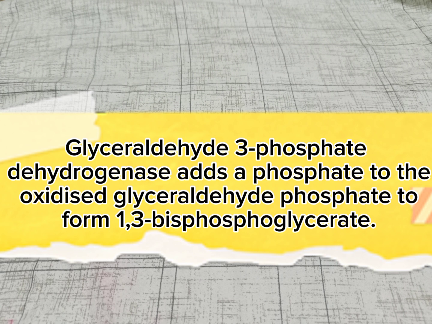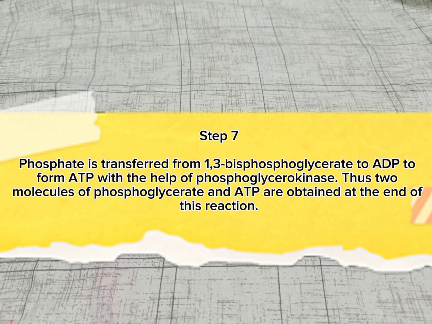Glyceraldehyde 3-phosphate dehydrogenase adds the phosphate to the oxidized glyceraldehyde phosphate to form 1,3-bisphosphoglycerate. Step 7. Phosphate is transferred from 1,3-bisphosphoglycerate to ADP to form ATP with the help of phosphoglycerokinase. Thus, two molecules of phosphoglycerate and ATP are obtained at the end of this reaction.